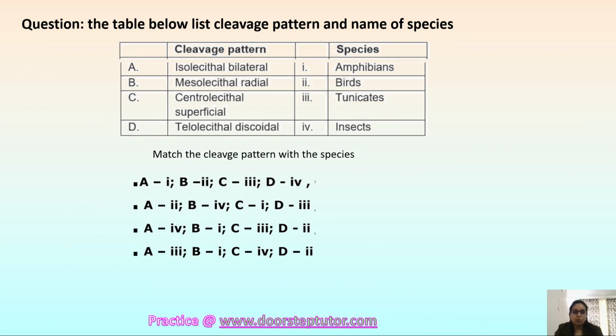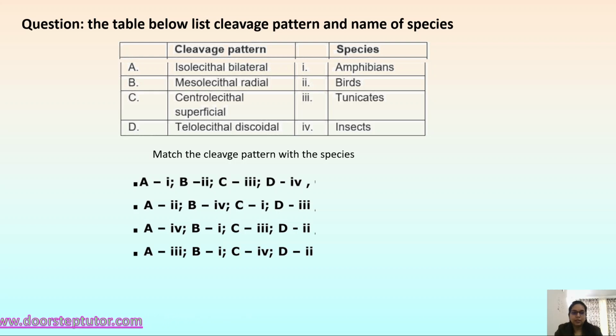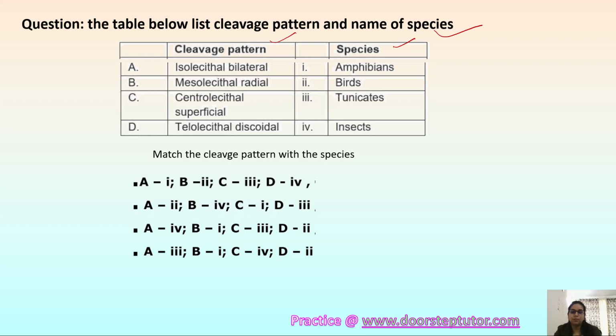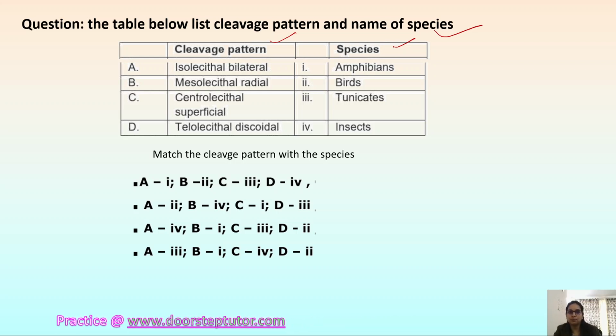Question: the table below lists the cleavage pattern and the name of species. You have to match the cleavage pattern with that of the species. We know that cleavage is a series of mitotic divisions whereby the enormous volume of the egg cytoplasm is divided into numerous small nucleated cells, and there are different patterns of cleavage. So let's see what patterns are actually present in the species.